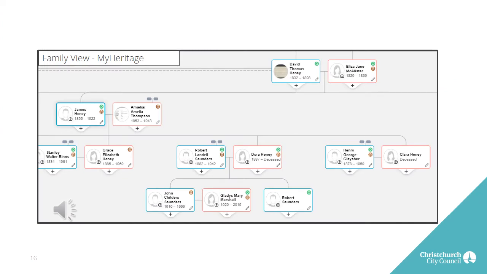Online databases can include all your cousins and extended family. Shown here is my family view on MyHeritage, with the same family group as on the previous chart.